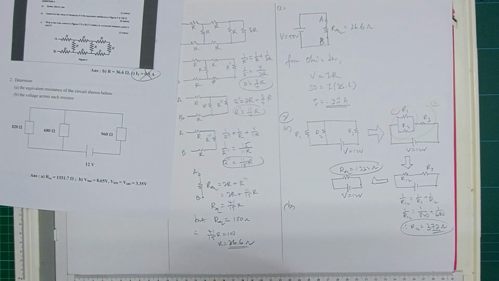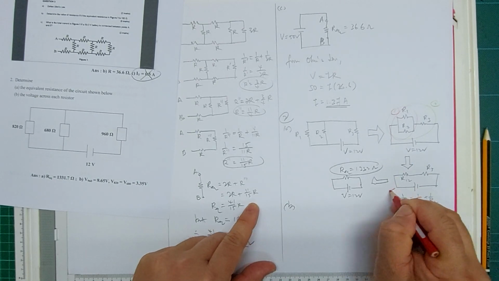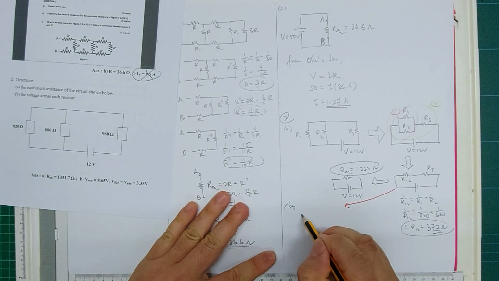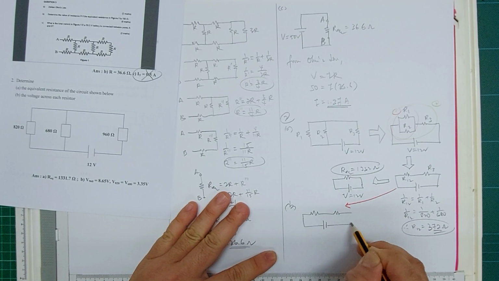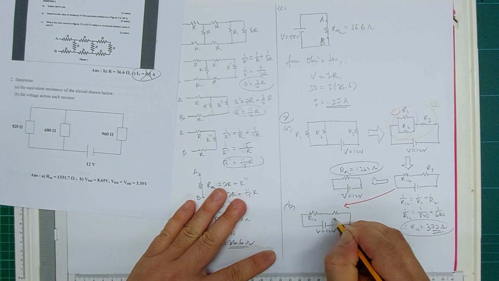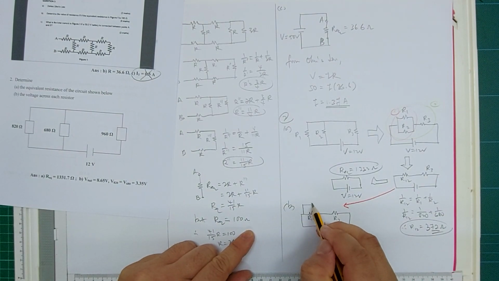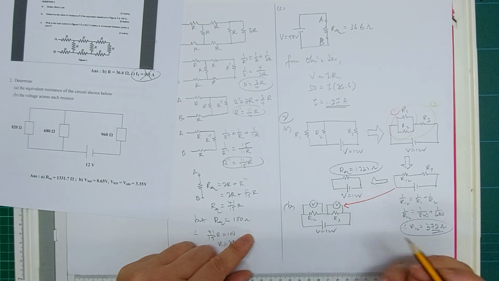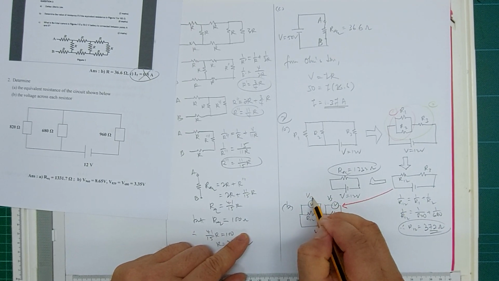All right, B, the voltage across each resistor. We are going to use this diagram here to help us. From here, the voltage V is 12 volt. This is R12, this is R3. You need to find out the voltage for each of the resistors here. So this voltage here I will call V3, and this one is V12.